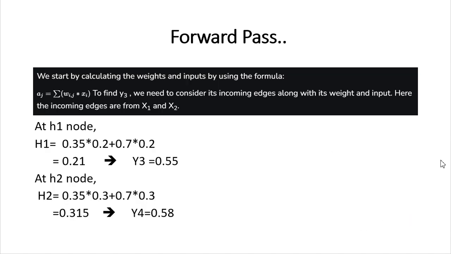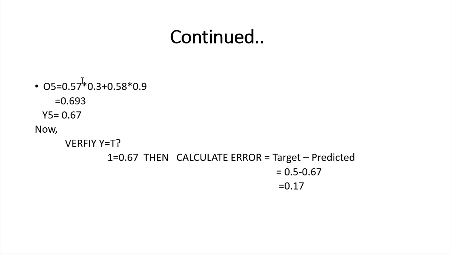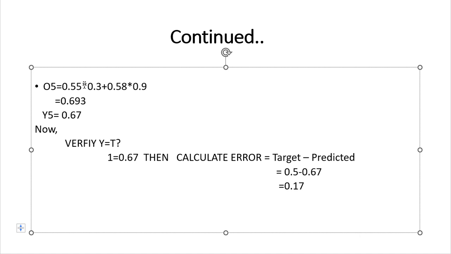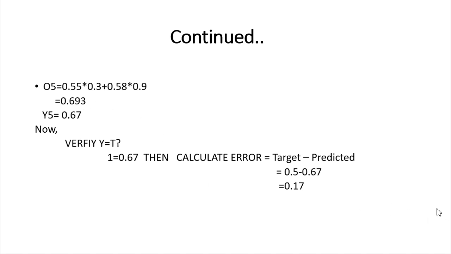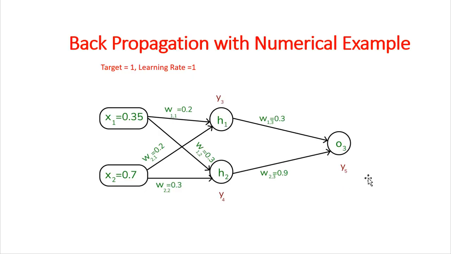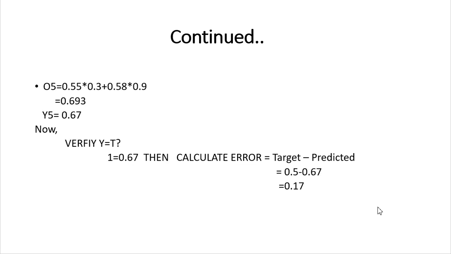Here we have 0.55 and 0.58. After multiplying and adding these you will get approximately 0.693. After calculating this, again we need to apply the activation function, 1 by 1 plus e power minus 0.693, and then you will get the final output as 0.69. So now this is one cycle, or one forward pass.